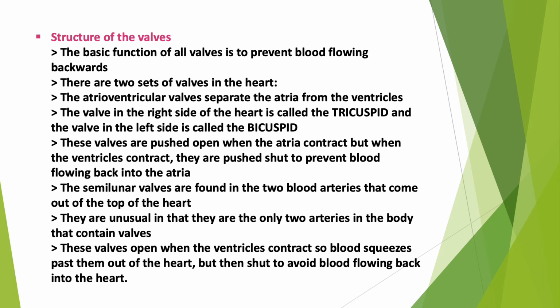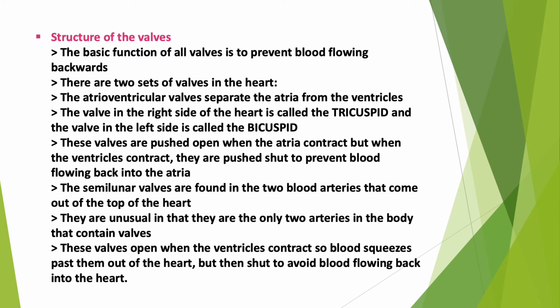Let us now discuss the structure of the valves. The basic function of all valves is to prevent blood flowing backwards. There are two sets of valves in the heart. The atrioventricular valves separate the atria from the ventricles. The valve in the right side of the heart is called the tricuspid, and the valve in the left side is called the bicuspid. These valves are pushed open when the atria contract, but when the ventricles contract, they are pushed shut to prevent blood flowing back into the atria.